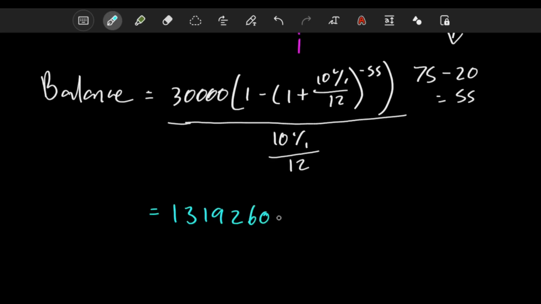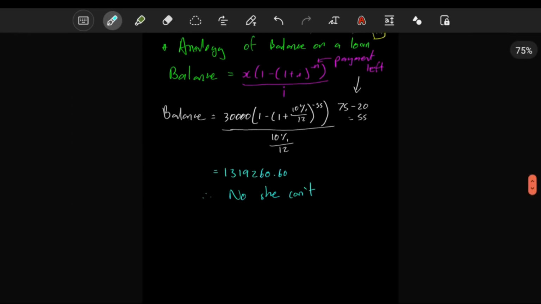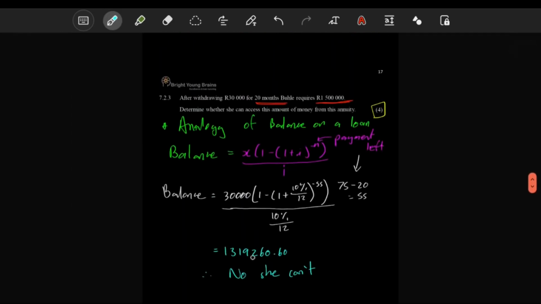1,319,260. If you round it up to 2 decimal places, it's like 0.60. And then here we can say, therefore, no, she can't. She can't, because this amount is like the balance that's in her account. You see, we say it here, analogy of balance on a loan.